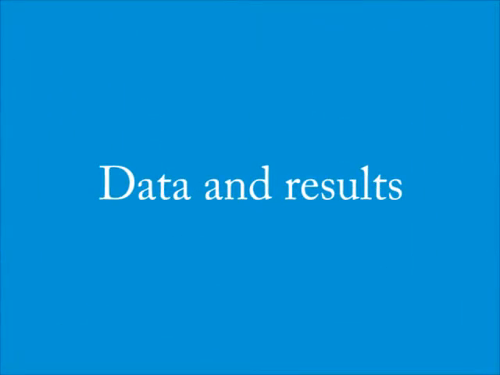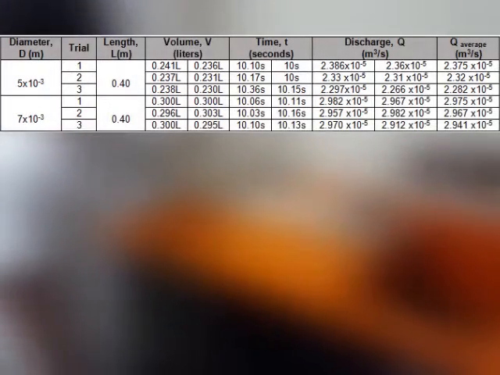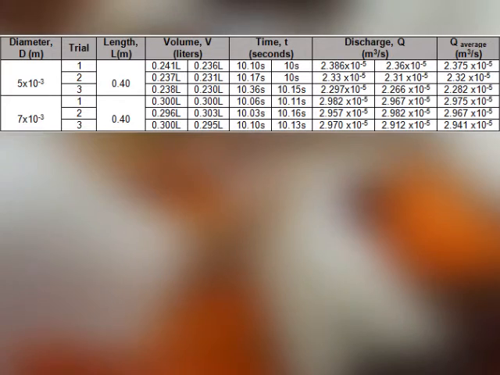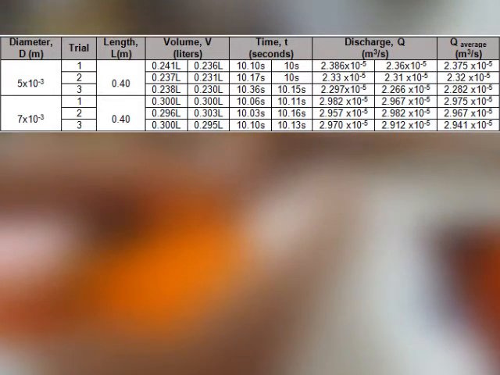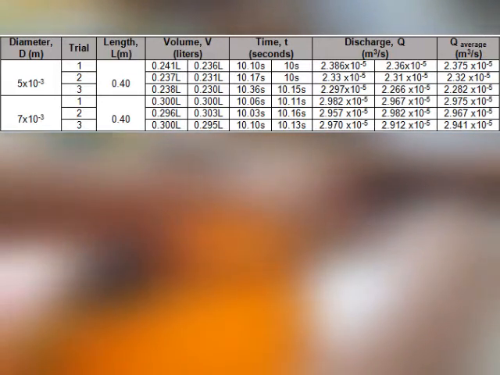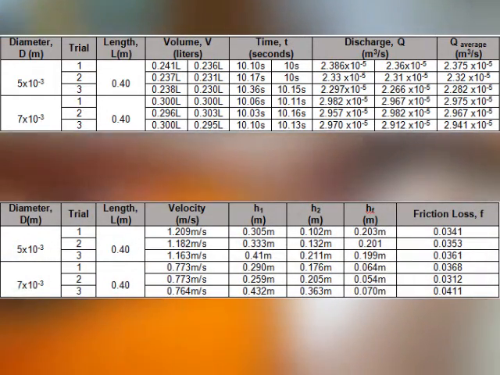Data and results. The table above shows the average discharge taken from the volume of water obtained within a span of more or less 10 seconds for each trial on different diameters of each pipe. While this table below shows the pressure head difference and the frictional losses.